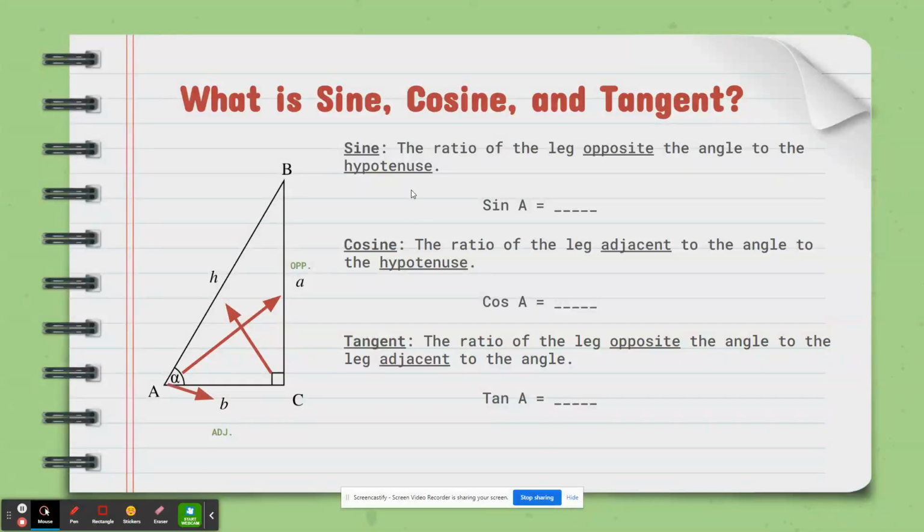Sine of angle A is the ratio of the opposite side divided by the hypotenuse. So using the labels from our diagram, we have A over H. Cosine of angle A is the ratio of the adjacent side divided by the hypotenuse. So here we have side B over the hypotenuse H. And lastly, tangent of angle A is the ratio of the opposite side divided by the adjacent side. So for this diagram, we have A over B.